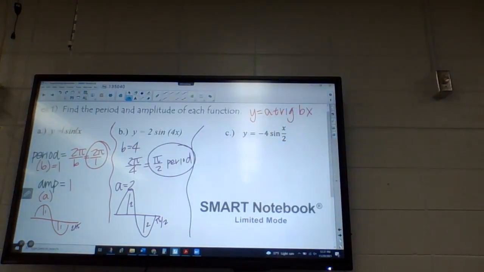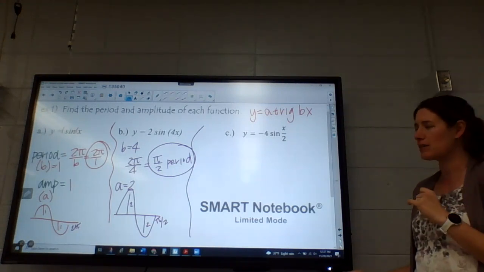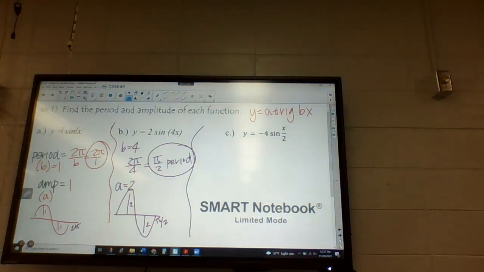So take a minute to think about what's happening in this last one, in letter C. So the negative 4 and then the x over 2. Think about what that means for that. I'll give you a minute if you haven't. That changes how you were thinking about it.